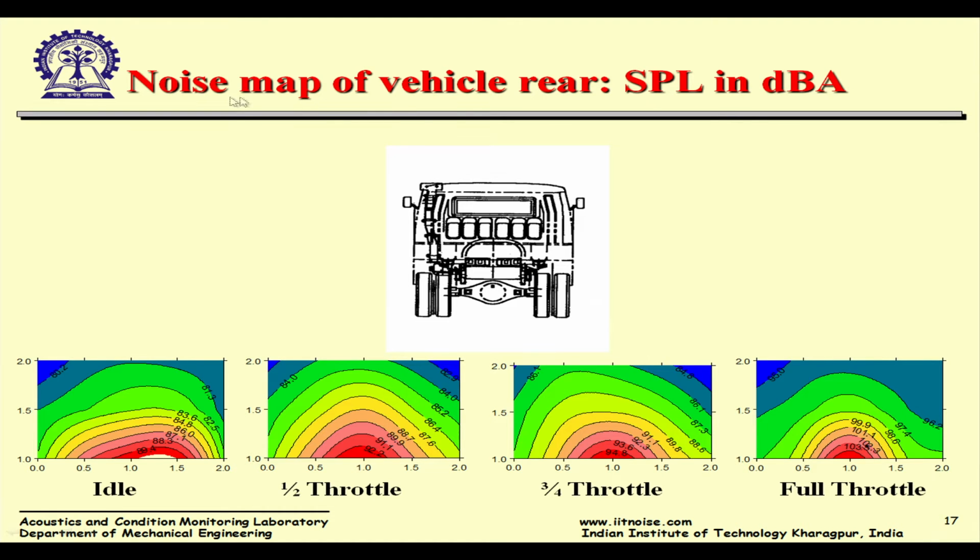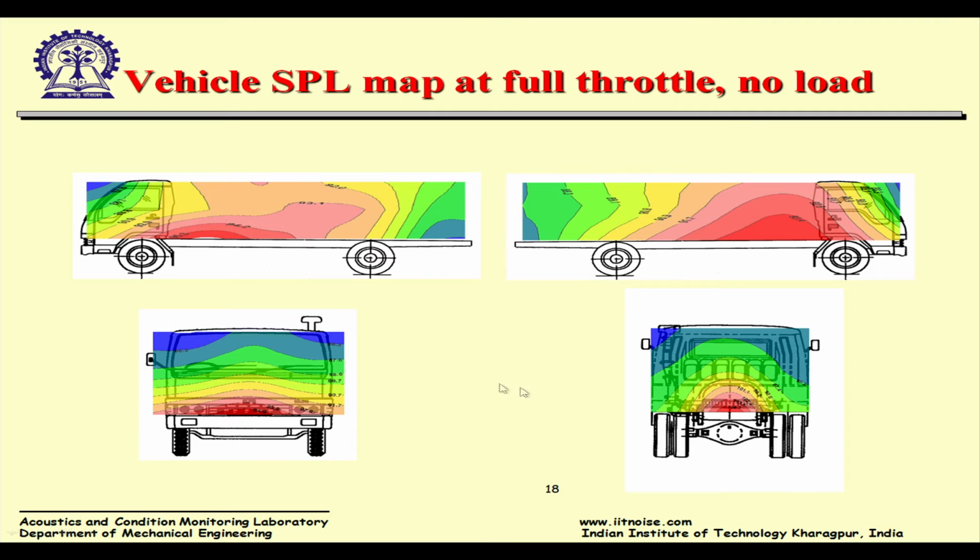So this is the noise map of the vehicle rear in SPL and dBA at idle, half throttle, three-quarter throttle, full throttle, etc. You will see that with increase of the throttle, this area, the flywheel clutch housing area, is the most predominant noise-producing side in the rear of the truck. And this is the side view. So these are the areas where the noise is predominantly coming out. Of course, no load.